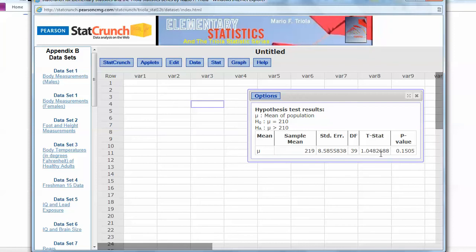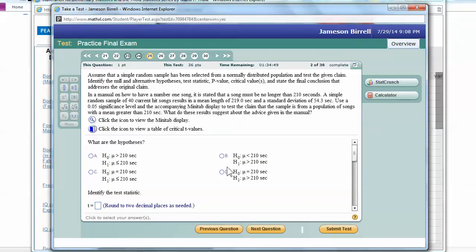So our test statistic was 1.048, which is what we already saw. Our p-value is 0.1505. That's greater than 5%, which is what we were using as our level of significance, which means we would fail to reject the null, which then means that we would not have enough evidence to warrant rejection of the claim, because the claim in this case was the null. You can use StatDisk. Now if you're going to use StatDisk, make sure that you're using one of the rooms, because one of the rooms where you're going to test in doesn't have it and the other one does.